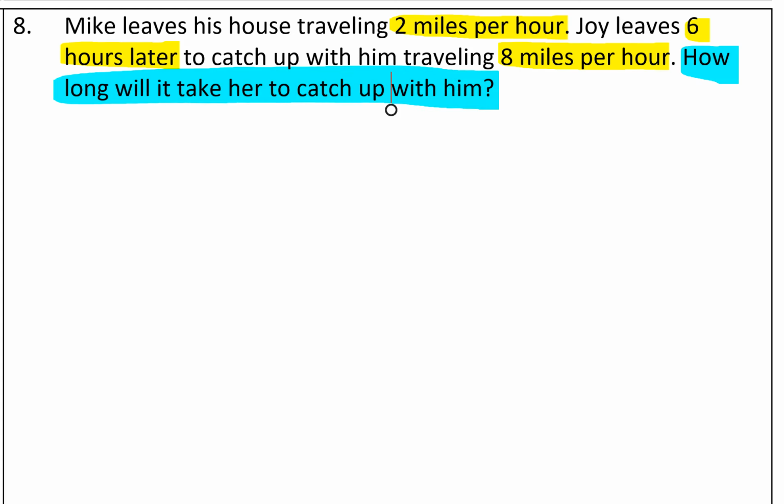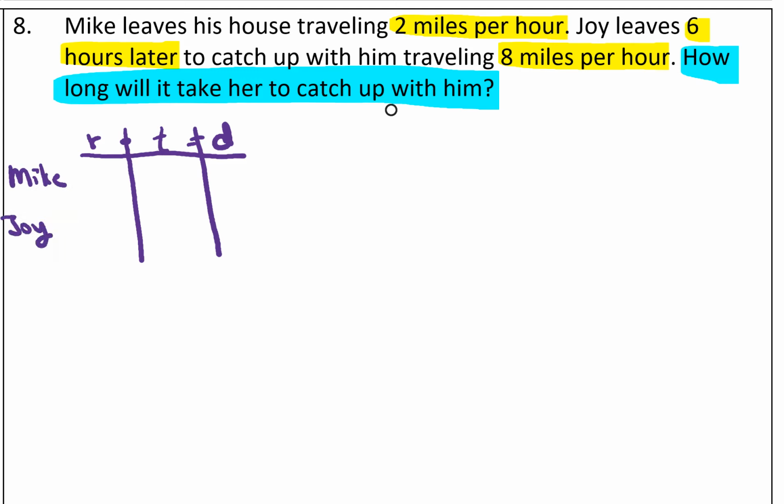So the first thing we need to do is make our table because this is a rate problem. So we're going to make our distance, rate, and time table. Rate times time equals distance. And we have Mike and we have Joy. When we create this table, we're going to fill in any bits of information we know.